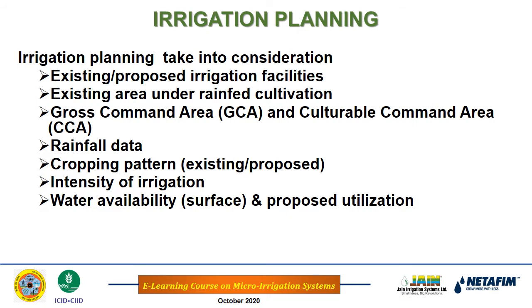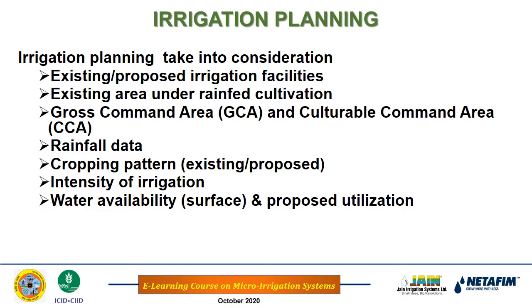And then there is estimation of areas, that is, gross command area. Gross command area is the geographical area wherein we are planning to provide irrigation, and culturable command area is the one if we remove the areas for other utilities, like the areas for roads, canals, and maybe the areas which are inhabited by population.